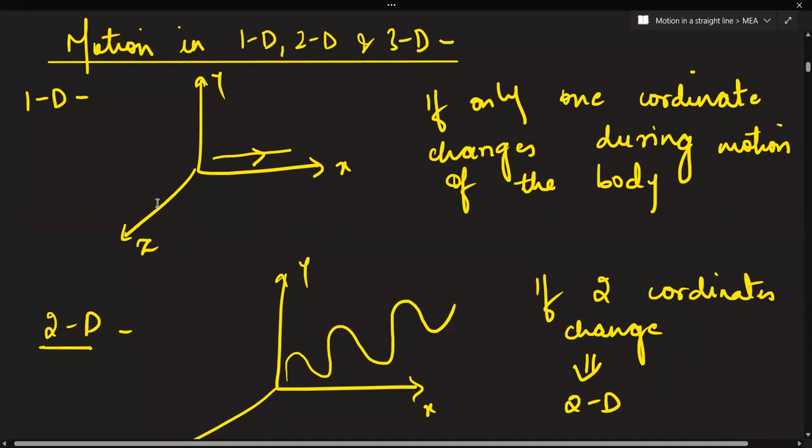If two coordinates change, let's say x, y, or y, z, or z, x, we say this is known as motion in 2D, two dimensions are changing. If all three dimensions are changing simultaneously, we call it motion in 3D.